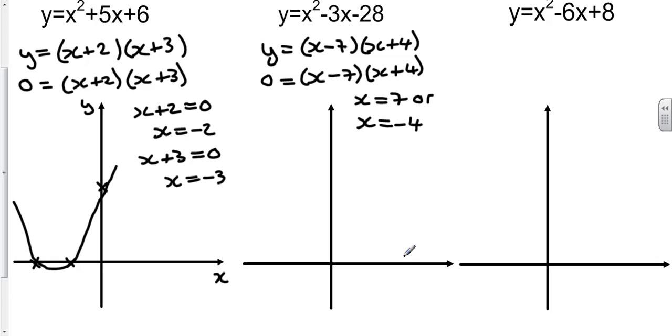So on our graph here we'll have a solution at 7 and a solution at minus 4, and you'll see that the crossing point of this one is negative 28, so you'll end up with a curve that goes all the way down to negative 28 and comes back up again like that. And we've got our two solutions there and there.